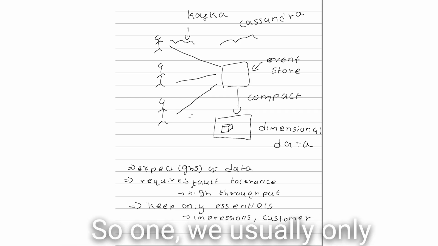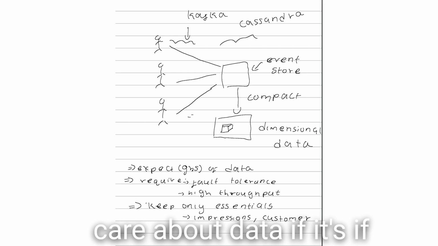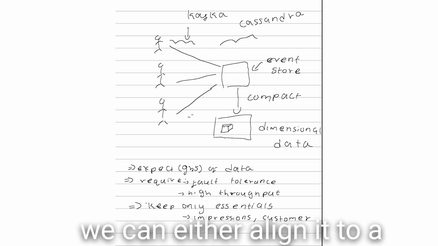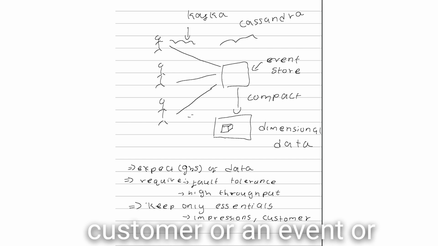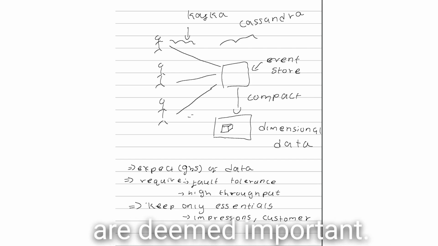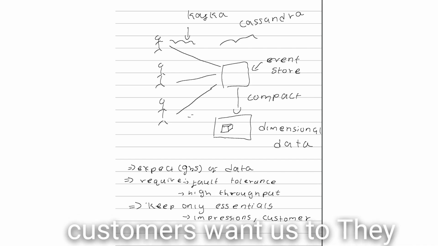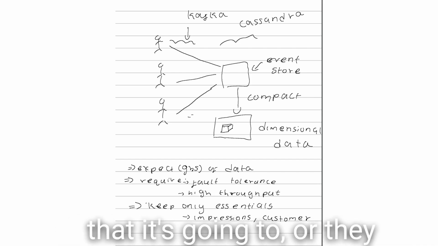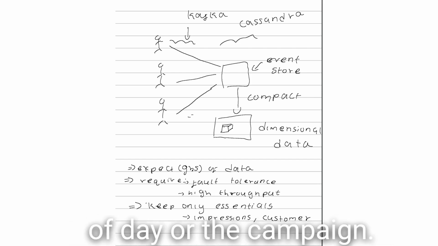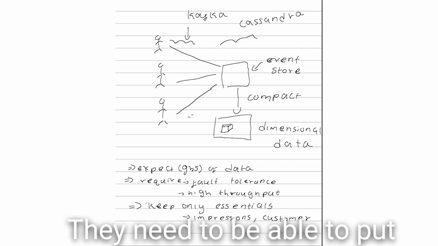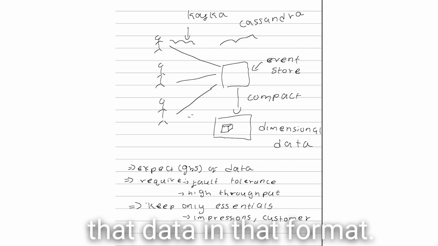So we usually only care about data if we can either align it to a customer or an event or any other dimensions that are deemed important. So for example, maybe our customers really care about the country that it's going to, or they maybe care about the time of day or the campaign, then you need to be able to put that data in that format.